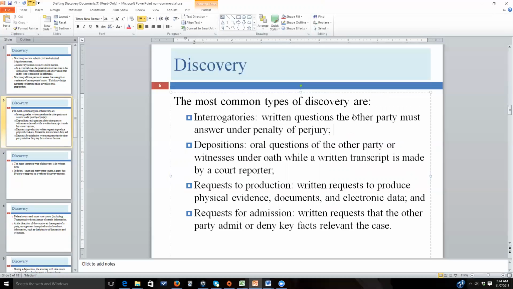Interrogatories are written questions, and you send them to the other party. You can't send these to non-parties. And the other party has to answer those questions under oath. And typically they have 30 days to answer those questions.